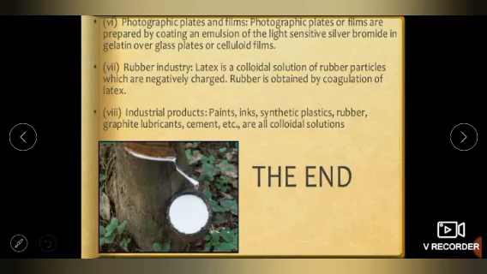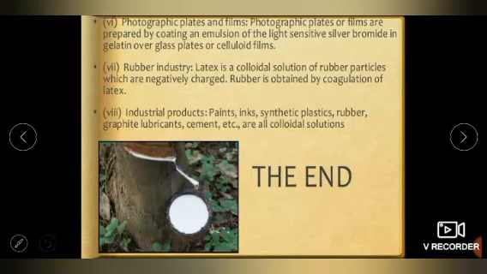Then, photographic plates and film. Photographic plates and film are prepared by coating an emulsion of the light-sensitive silver bromide in gelatin over glass plates. In the rubber industry, latex is the colloidal solution of rubber particles which are negatively charged. Rubber is obtained by coagulation of latex. In a similar way, industrial products like paint, ink, synthetic plastic, rubber, graphite, lubricant, and cement are all examples of colloidal solutions.